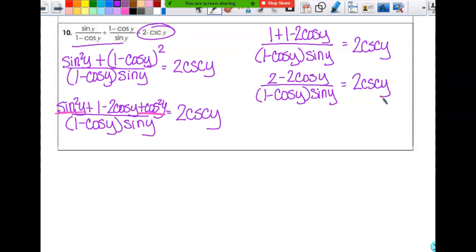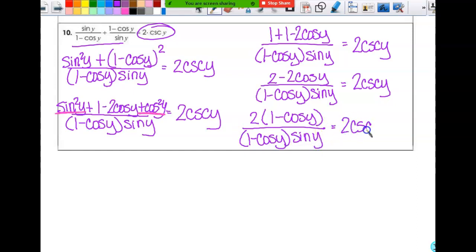In the numerator, I have a GCF. So we get 2 times 1 minus cosine y over 1 minus cosine y times sine y equals 2 cosecant y.